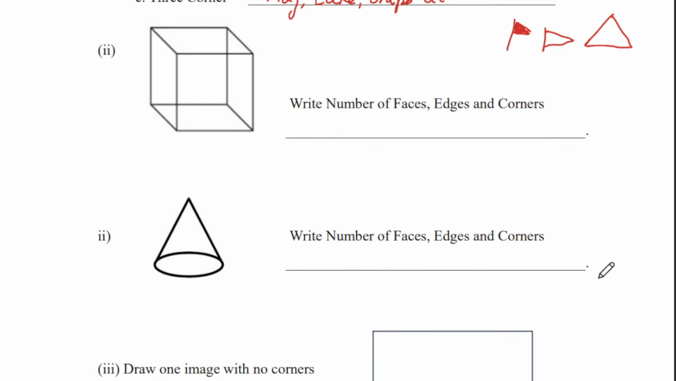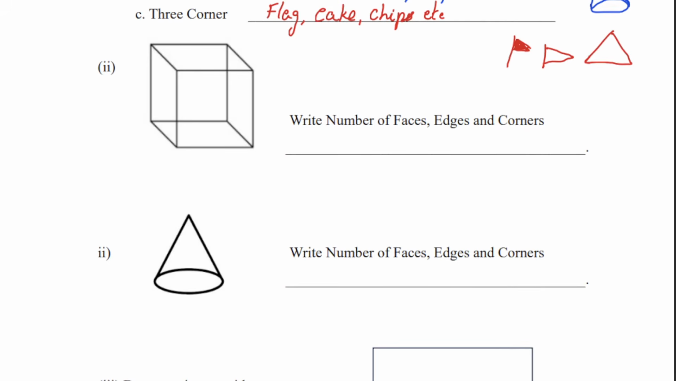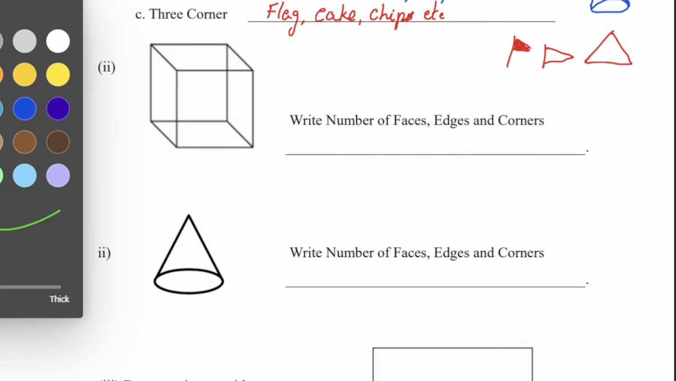Then only you can answer the exam questions. Okay. So write the number of faces, edges and corners of a cube. So this is a cube. Now first we will write the number of faces. How many faces does a cube have? I'm going to use different colors, students, so that you can easily see. First we will see the number of faces. Faces I'll do in maybe green color.